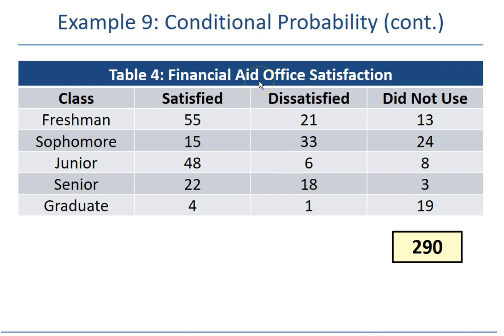So, we're going to need some of this information, and I don't know that you can write it all down, but let's take a look at it. So we have the classes, freshmen through graduate students. In this column, those that were satisfied, those that were dissatisfied, and those that did not use the system. So, how many students does this reflect here? 290. So, we'll come back to this as we go on.